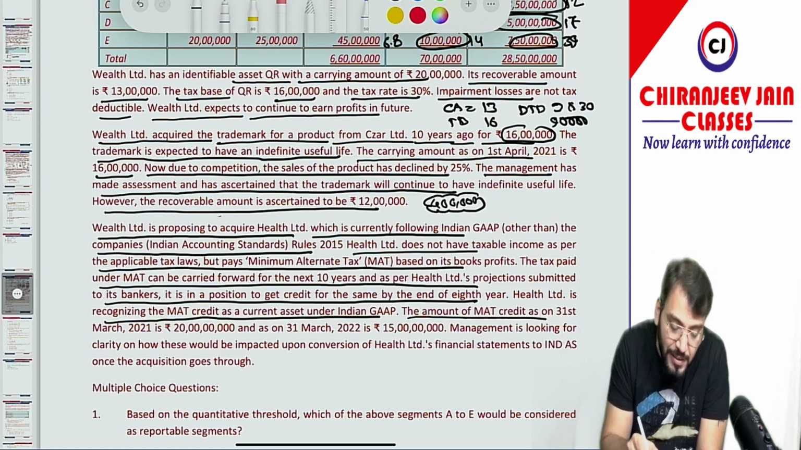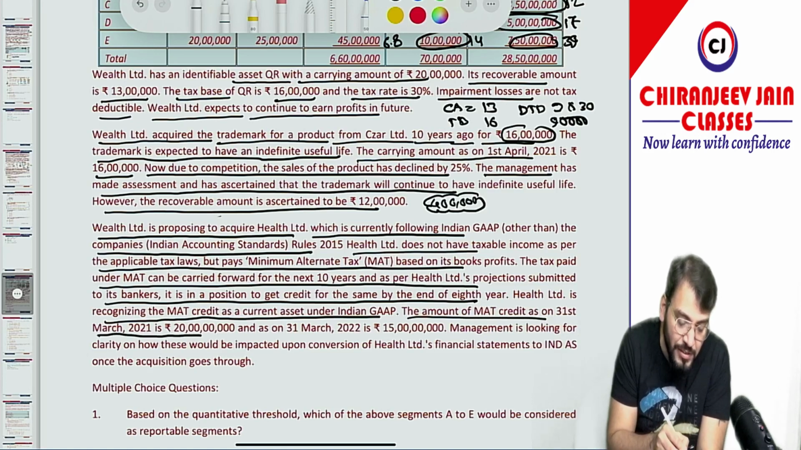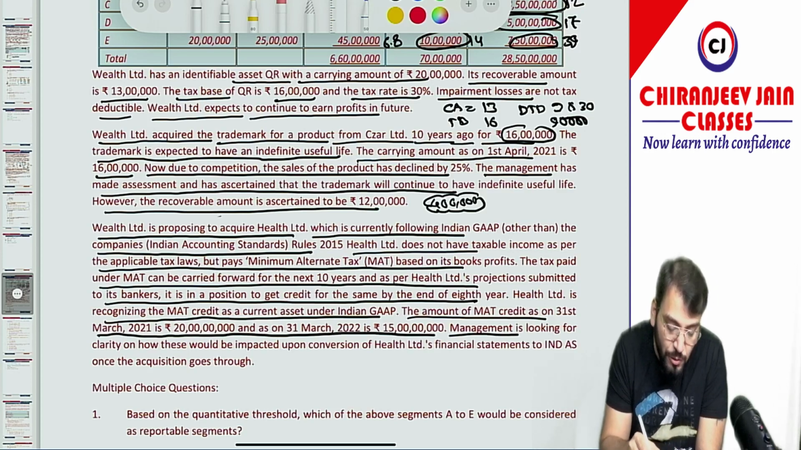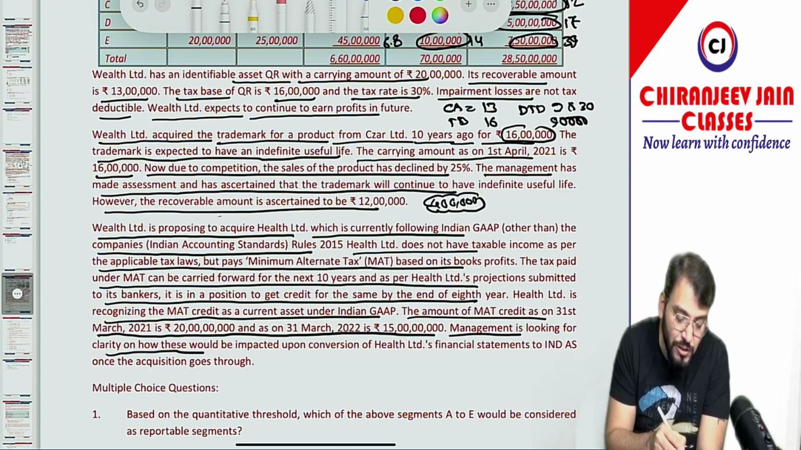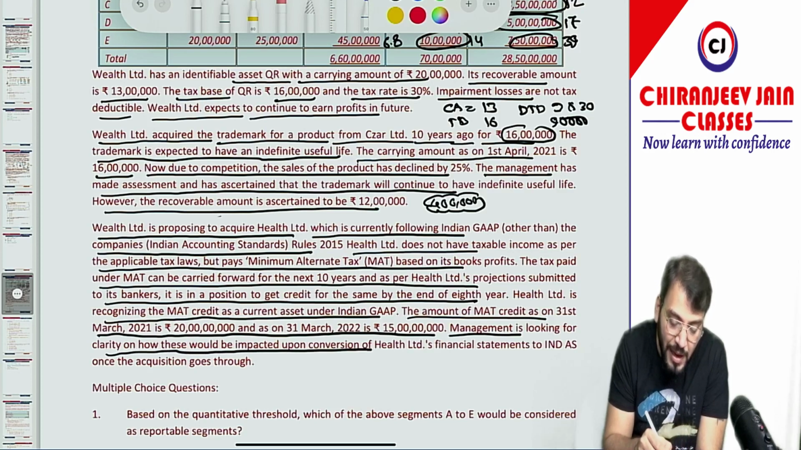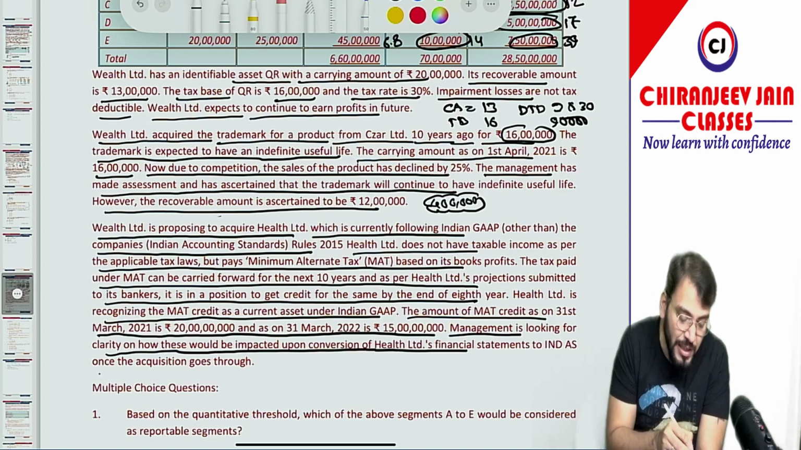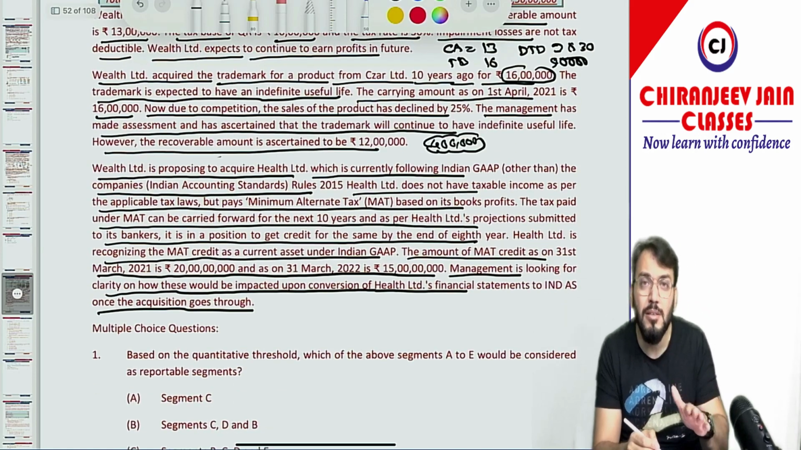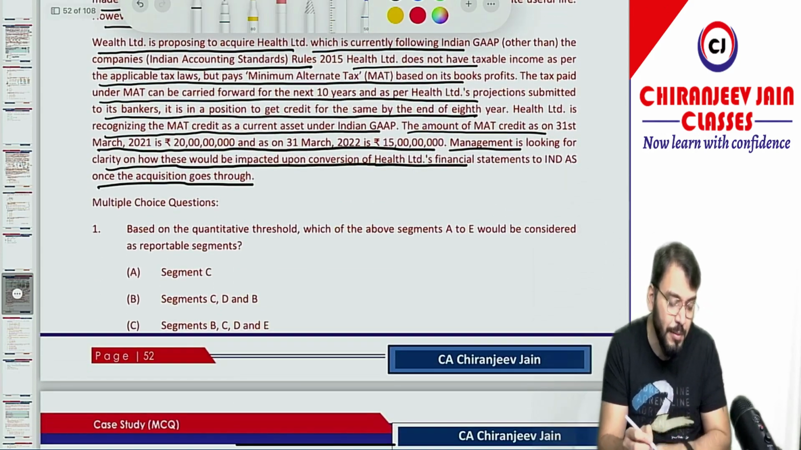The amount of MAT credit as on 31st March 2021 is given, and as on 31st March 2022 is 15 crore. Management is looking for clarity on how this would be impacted upon the conversion of Health Limited financial statements to Ind AS once the acquisition goes through. Correct? So we need to find out how much DTA will be recognized. Let's see what questions they have asked.